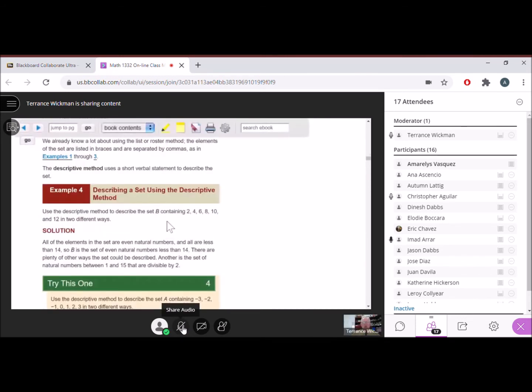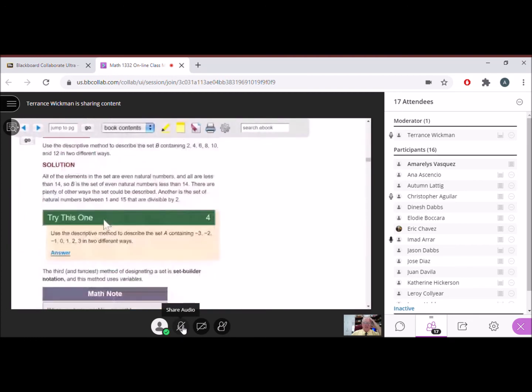All right, number 4. Describe the set using the descriptive method. B contains 2, 4, 6, 8, 10, and then 12. Well, you have to look at it and say, what does that look like? It looks like even numbers. Less than 13? Less than 14? There you go. All the elements in the set of even natural numbers that are less than 14. You could say less than 13. You still have the same thing. So you're just describing it. And in math, you'll do that sometimes.